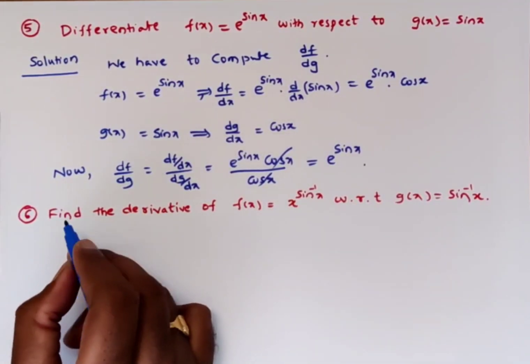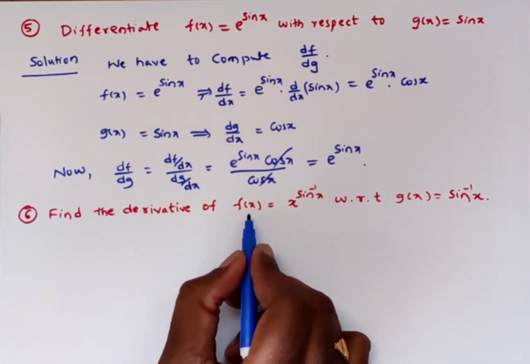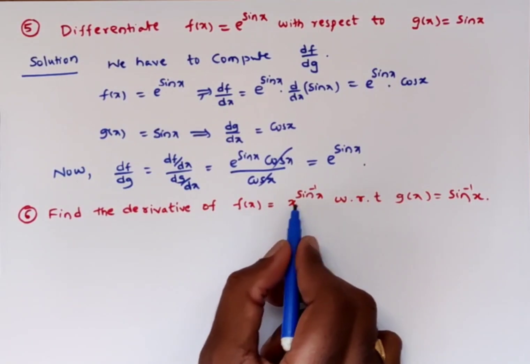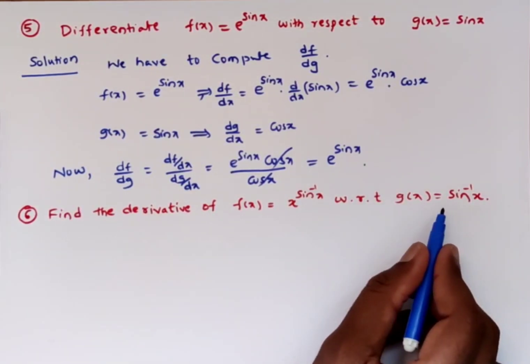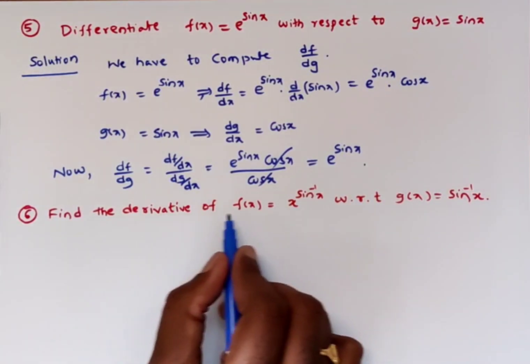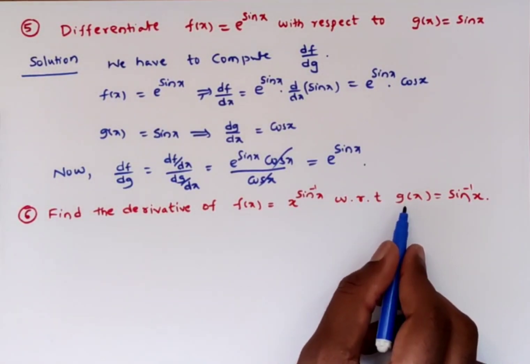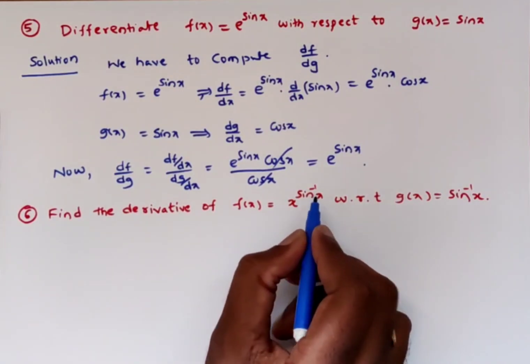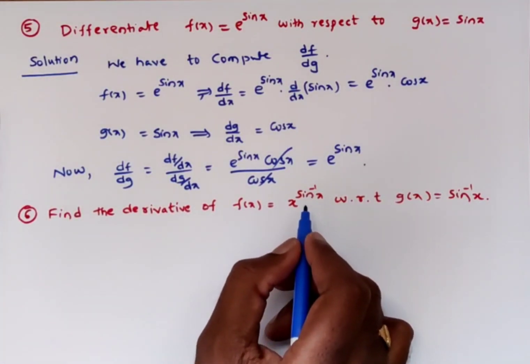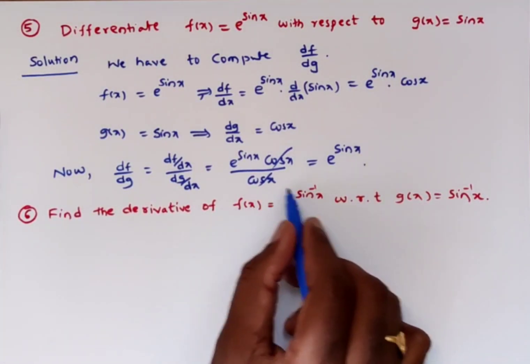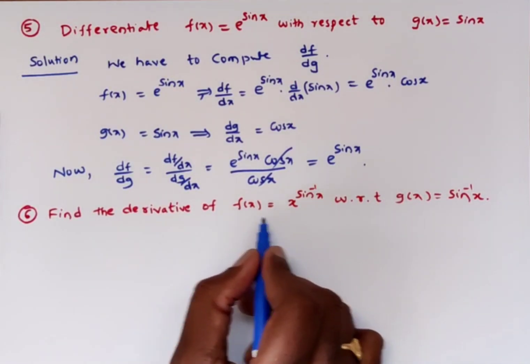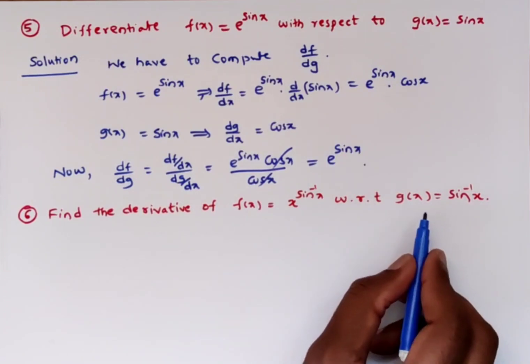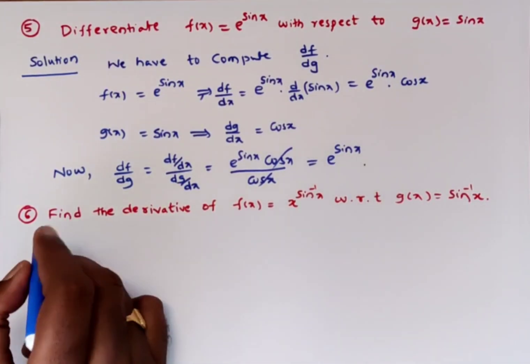Find the derivative of f of x, that is x to the power of sin inverse x, with respect to g of x equal to sin inverse of x. So find the derivative of f with respect to g. Again it is df by dg. So before that we need the derivative of f and g. Better to evaluate the derivative of f and the derivative of g, then finally it is df by dg.